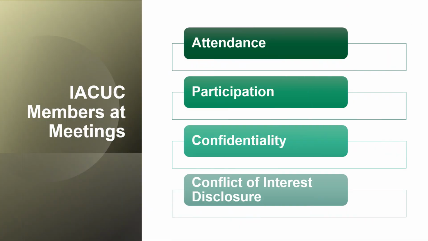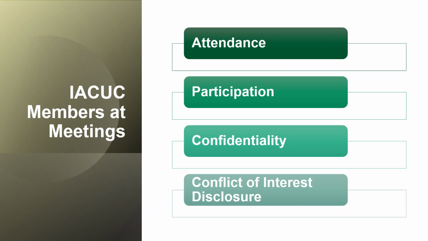IACUC members are expected to attend all convened meetings and remain until business is completed. If you are unable to attend, notify the IACUC Administrative Office as soon as possible so an alternate can be assigned to maintain quorum, which is required for official committee actions. Members should actively participate in discussions, provide thoughtful input, and vote based on their professional judgment.